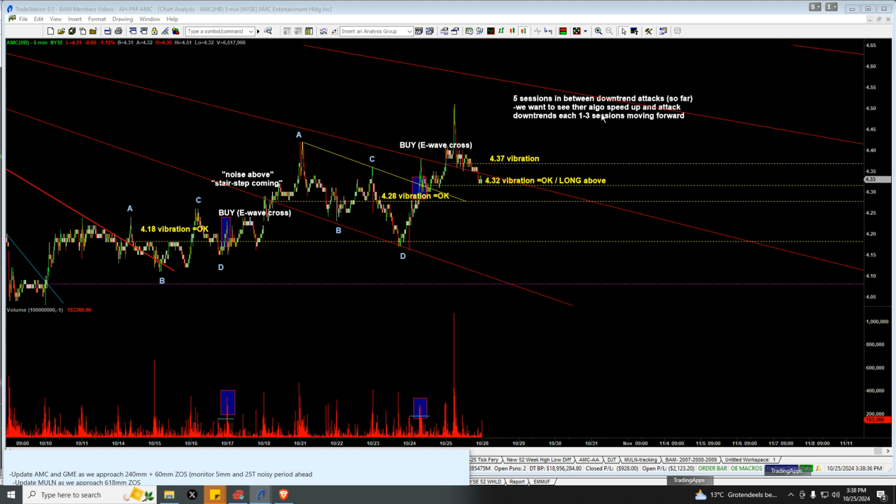My note here: we want to see the algo speed up and attack the downtrends in 1 to 3 sessions moving forward. We'll only know that as we trade into Monday and see what happens. At that point, we'll be able to monitor their algorithm and see if it's slowing down or speeding up. Again, I lean on the 25 tick chart to monitor how fast they're running the algorithm and when they're speeding it up and slowing it down.